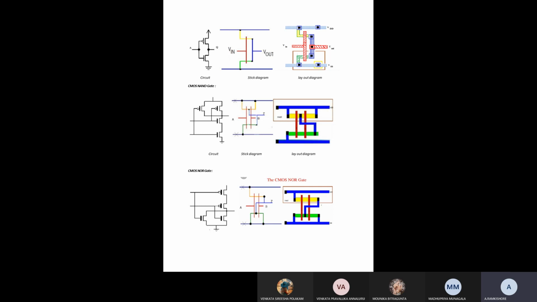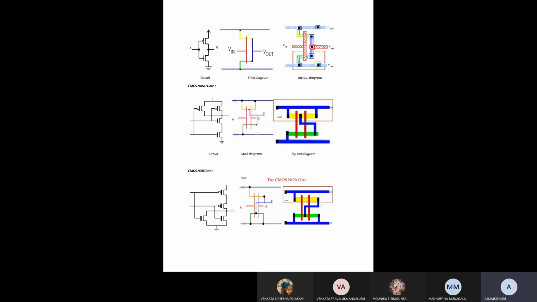Whatever p-type and n-type we combine, that implements a complementary functionality. So if you want to implement or design any type of complementary functionality, then we simply go for CMOS technology. By using CMOS technology, we can design any type of complementary functionality. Clear? So that is the transistor level diagram for a CMOS inverter.